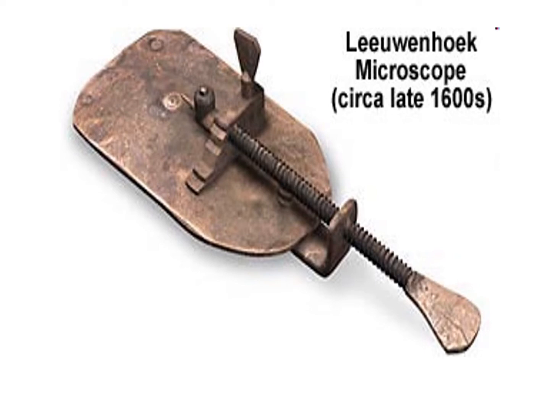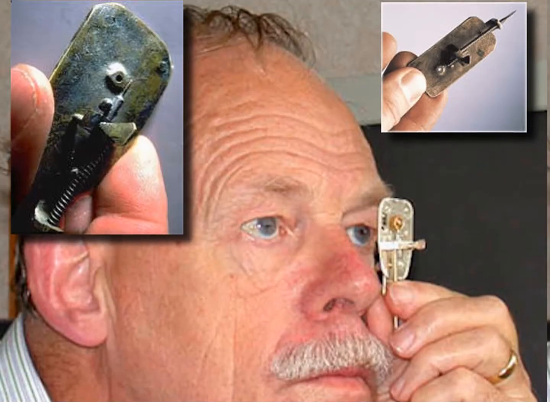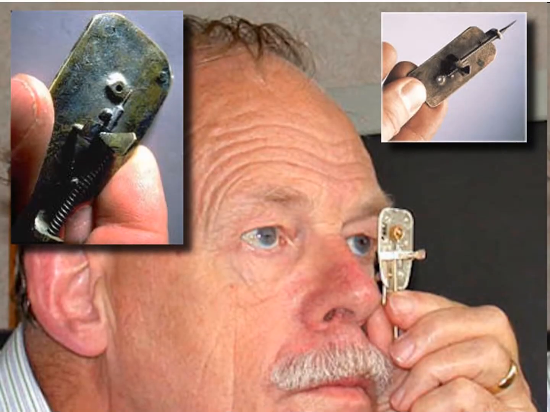Here is a picture of a Leeuwenhoek microscope. You can see it is quite small. And then here is an image that shows you what it looks like in comparison to a human face. You held it up to your eye and then you put the object behind it so that you could magnify what was being looked at.